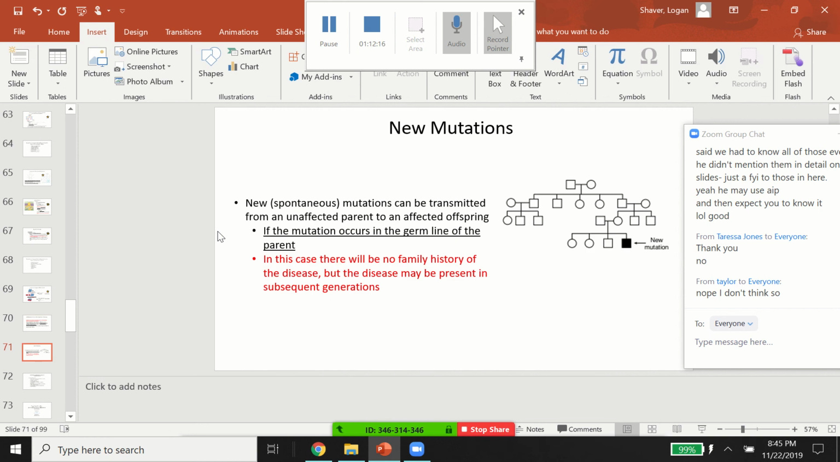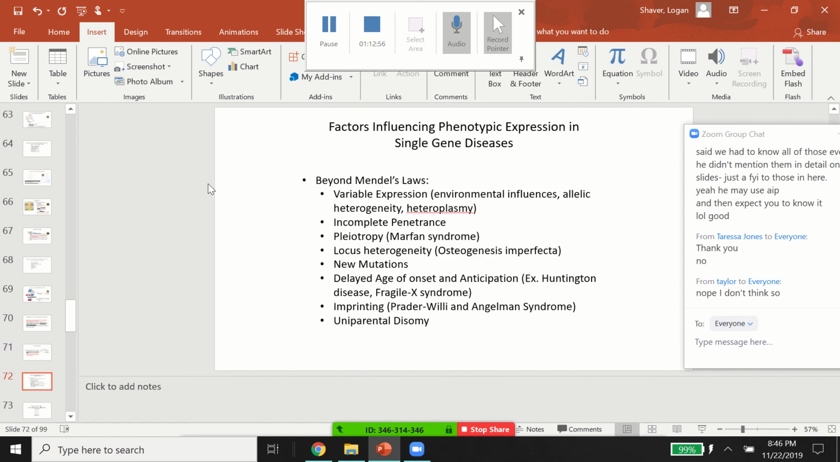New mutations. So the thing about new mutations, instead of germline mutations, which are passed down from generation to generation, new or spontaneous mutations arise in their own generation. So it hasn't been passed down at all. It's brand new. Okay. Now the thing to notice, right? If a mutation occurs, it can be transmitted from an unaffected parent to an affected offspring if it occurs in a germline of the parent. Basically, just telling you about new mutations. Not really important, but just in case.